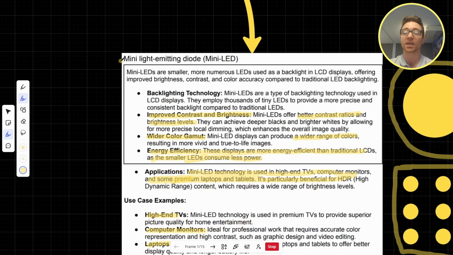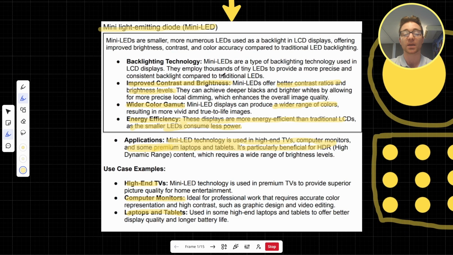Okay, so the key distinction there for that one on your exam would be it's going to be a lot of small LEDs. It's not going to be pixels that produce their own light.